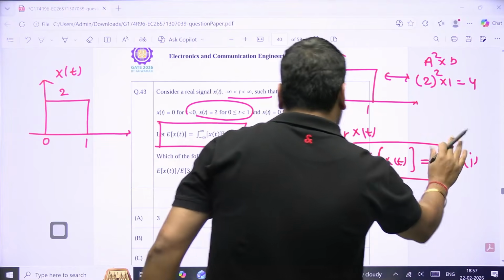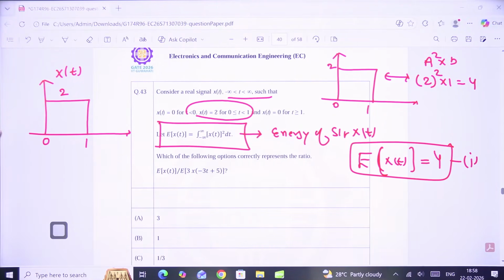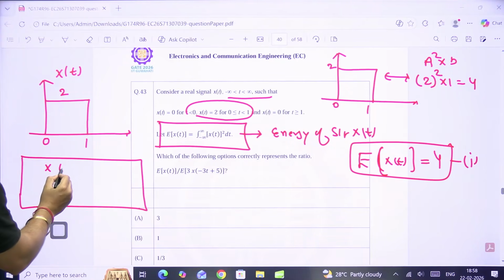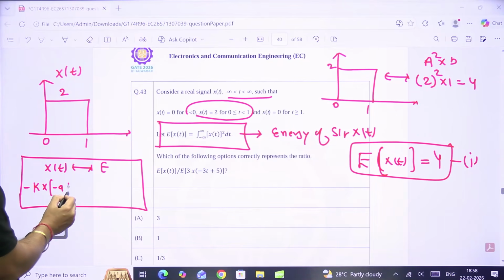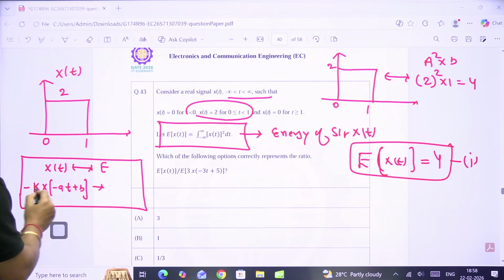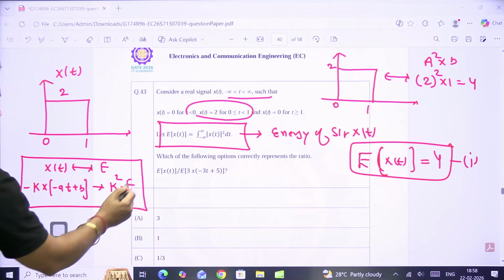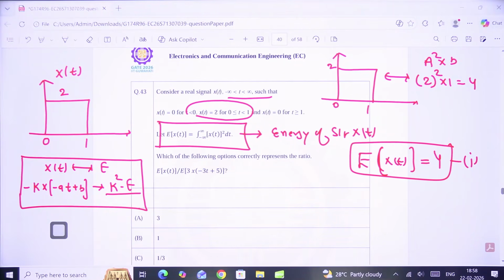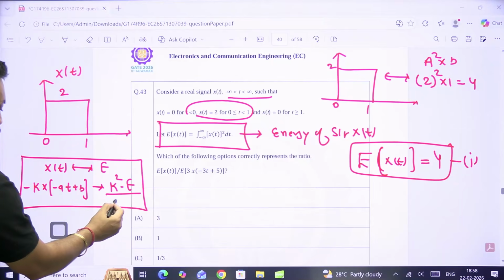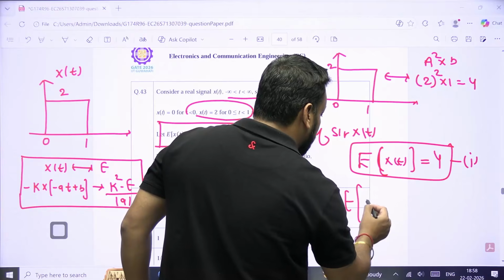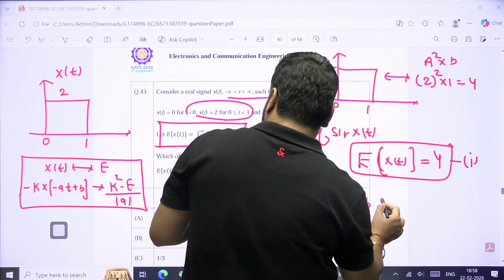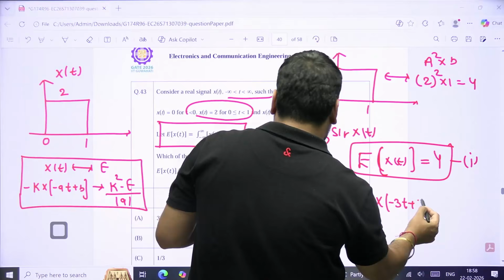इसको आप इक्वेशन नंबर 1, so I just keep in the equation number 1. Now second thing, we all know that the energy calculation is depending on, suppose that x(t) energy is capital E, then the energy of x of minus a t plus b is nothing but whatever the amplitude should be square, because in the energy formula mod of x whole square, and here also we are having 1 upon mod of a. So directly we can write down the energy of 3 into x of minus 3t plus 5.